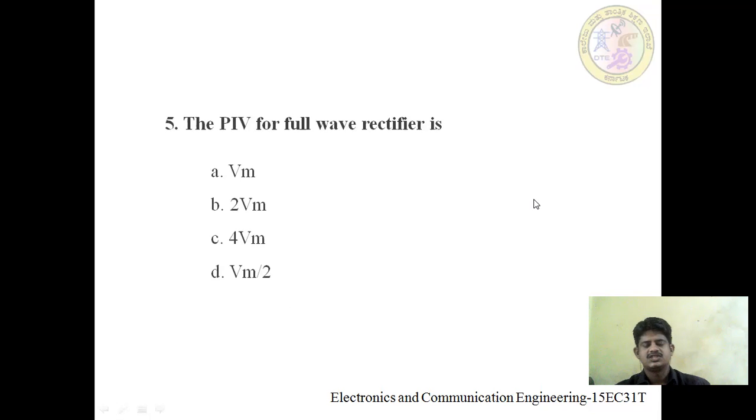Last question for this session: the PIV for a full wave rectifier is. Peak inverse voltage for a full wave rectifier. Here full wave means it is dealing with the center tapped full wave rectifier. The available options are VM, 2 VM, 4 VM, VM by 2. So which one is the correct answer? Just now we have seen the table. There also we have mentioned that a center tapped full wave rectifier has a PIV of 2 VM. So the correct answer is option B, 2 VM.